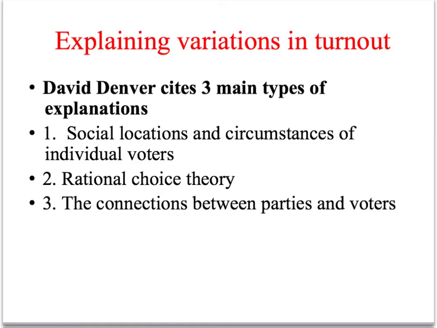Now, according to David Denver, there are three main ways in which we can explain variations in turnout. Firstly, we can focus our attention on the social locations and circumstances of individual voters, so we can look at their social background. Secondly, we can look at the costs and benefits of voting, so we can look at voting as a rational choice. And thirdly, we can look at how close the connections are between political parties and voters.